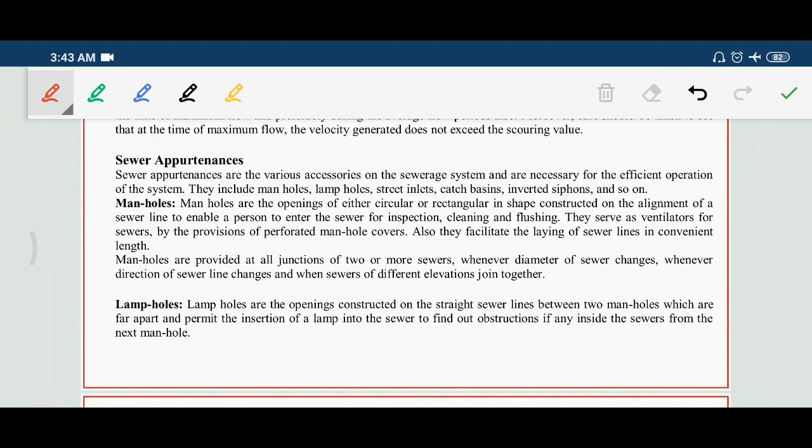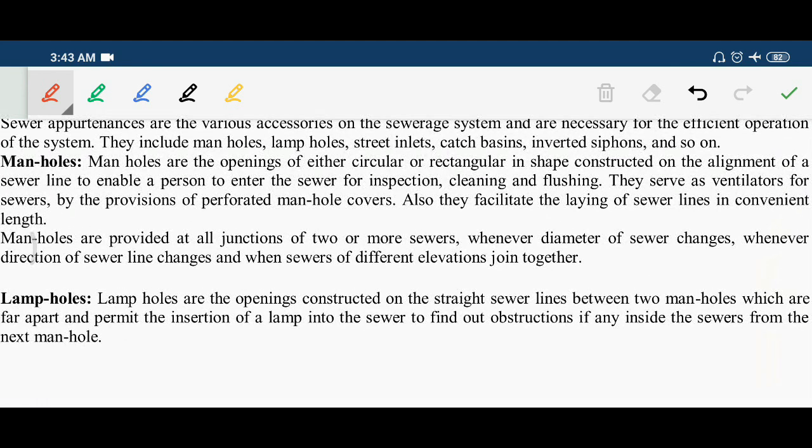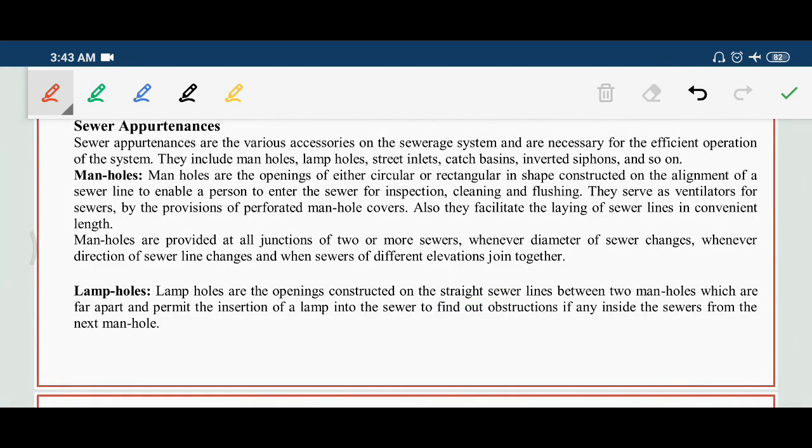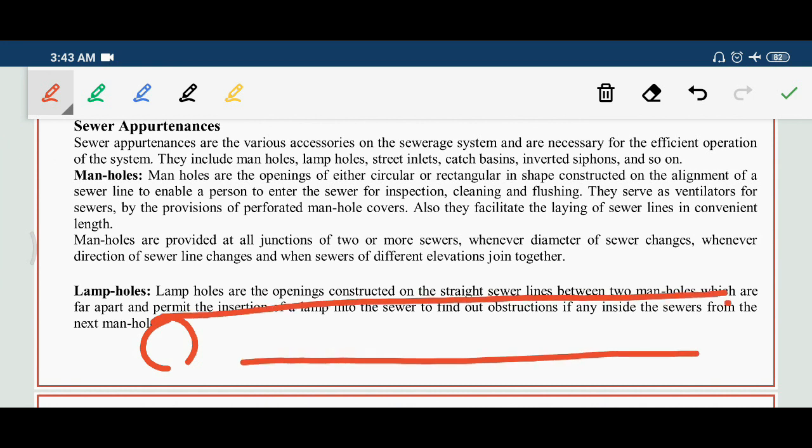Lamp holes are openings constructed on a straight sewer line between two manholes which are far apart. Let's say this is my sewer, and somewhere in the middle there will be a lamp hole. It acts as a ventilator to this sewer.